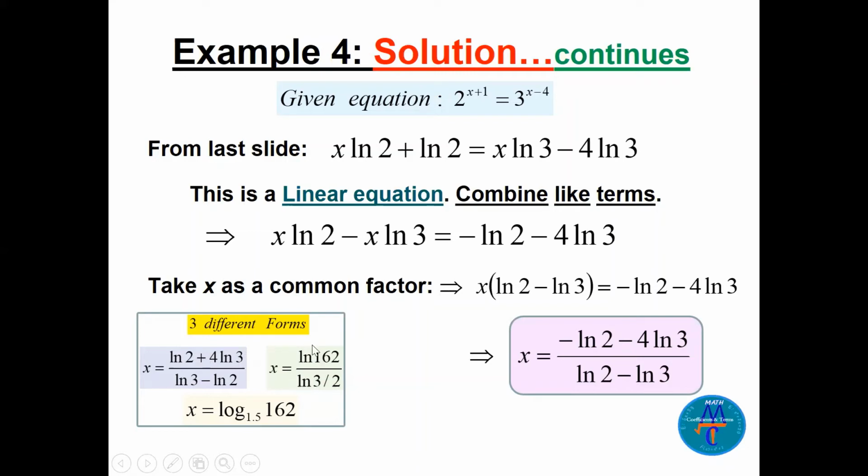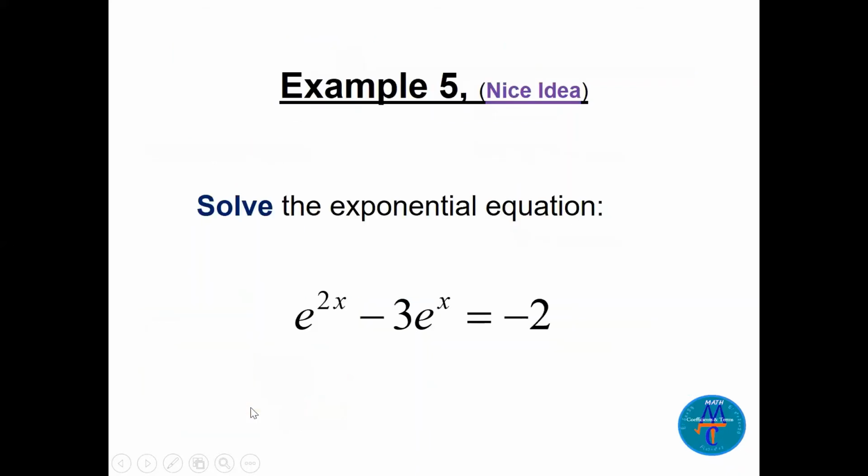Also, you can use change of base here. So you can put, this is base 1.5 log of 162. So you can put any form. This is one form. This is 3 different forms. There is a nice idea here.